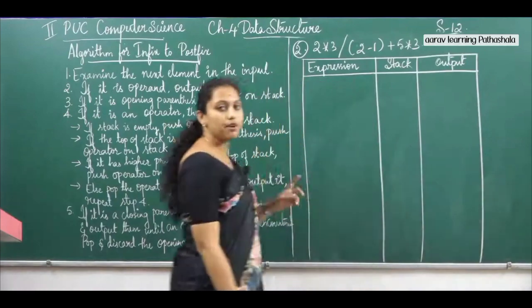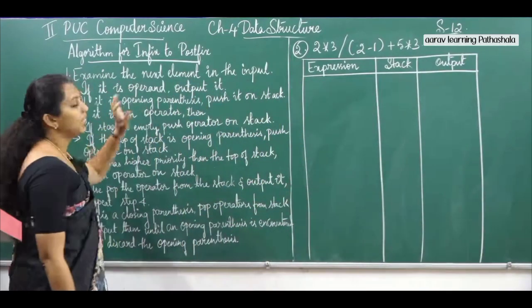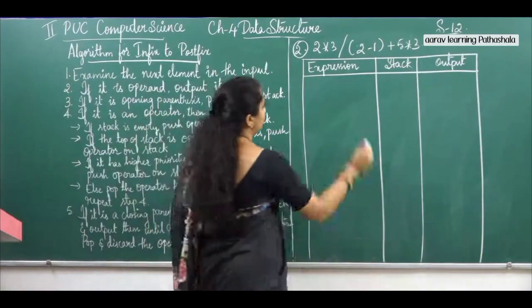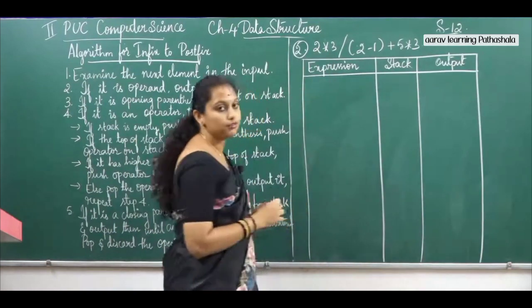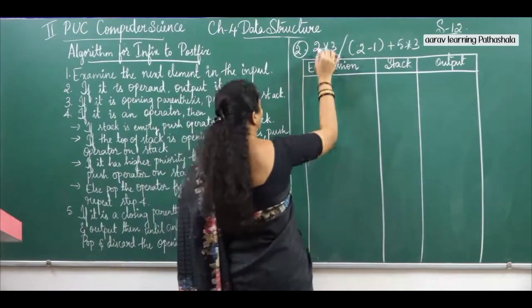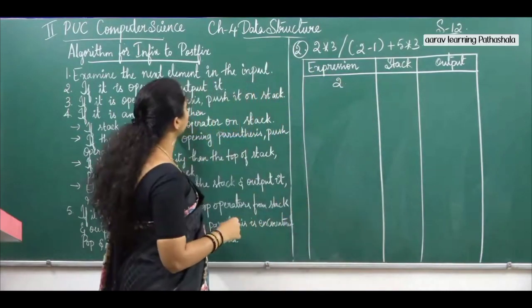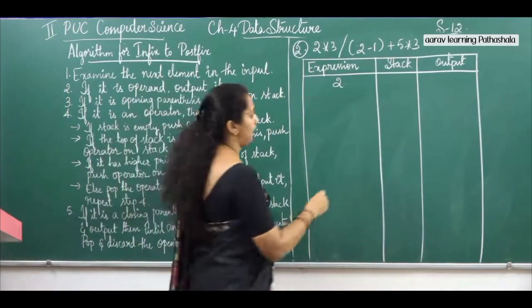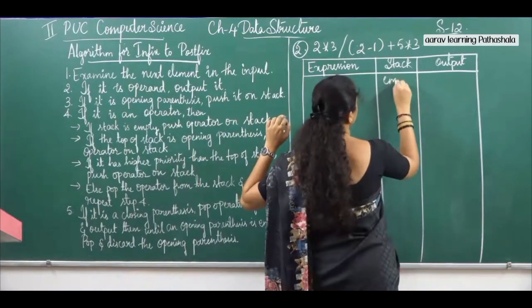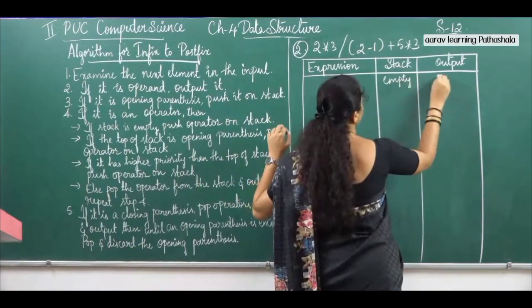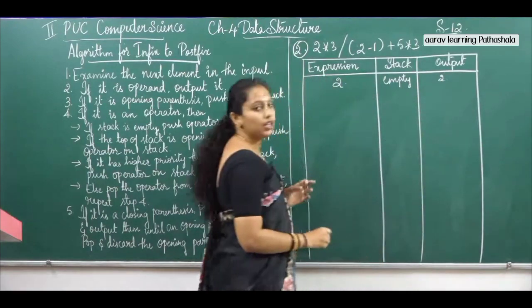Yes, the first step is we have to examine the element in the input. So what is the first input? The first input is an operand. 2 is an operand, so we are going to output it. Here the stack is empty, and the output is 2.